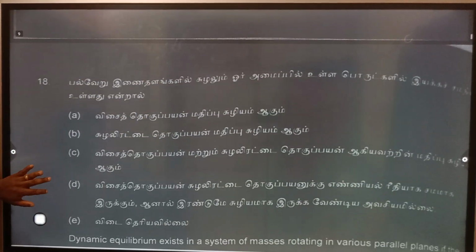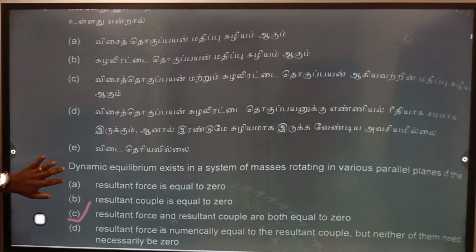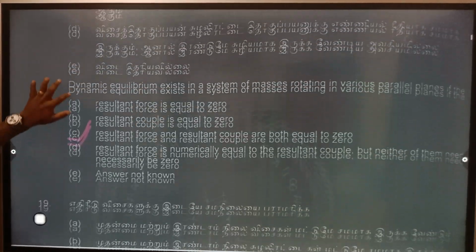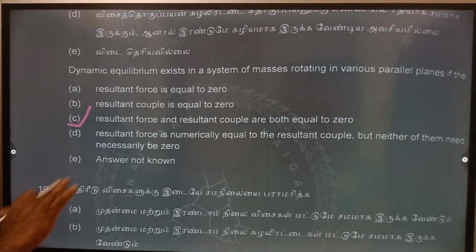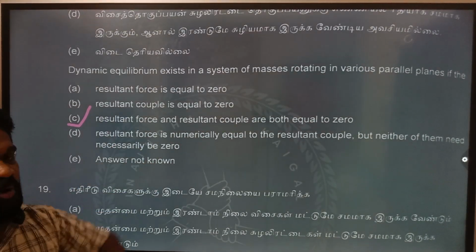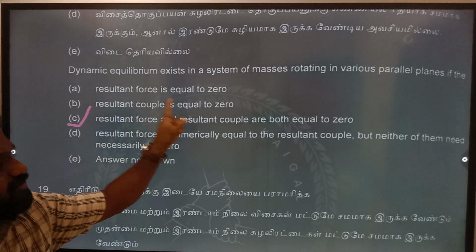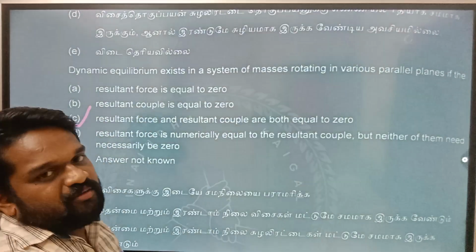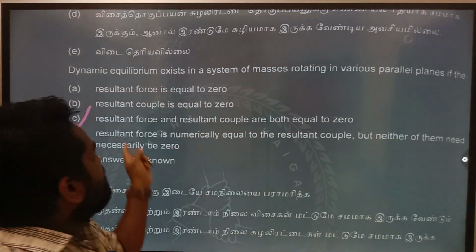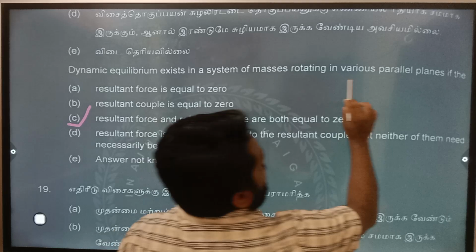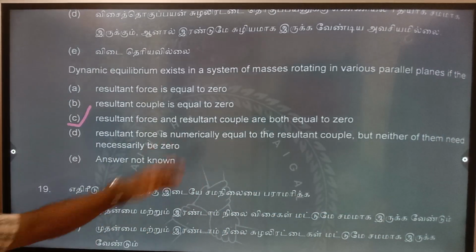18th, dynamic equilibrium of rotating masses. So rotating masses in different planes you have to go for couple also. Resultant force as well as resultant couple will be, both should be equal to 0. Okay, single planar the force mattum bodum ana different planes koduthirukanga in various parallel planes, means different planes. So answer is C.